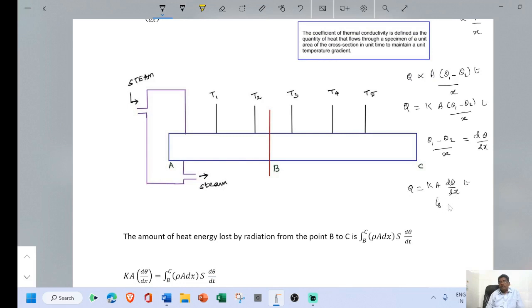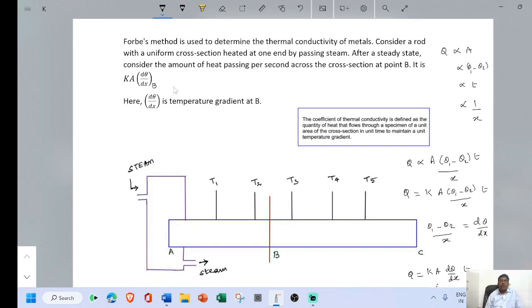If t equals 1 second, then the quantity of flow is KA dθ/dx. In this way, we have arrived at this relation.